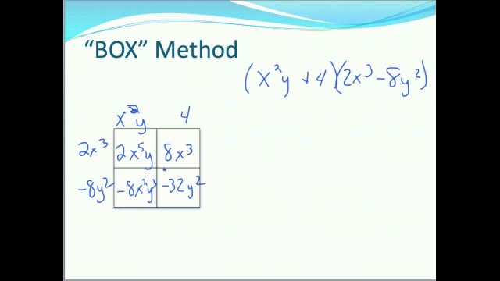So there's nothing we can combine here, so that's going to be our answer. We're going to have 2x to the fifth y plus 8x cubed minus 8x squared y cubed minus 32y squared. So this time multiplying two binomials gives us a four-termed polynomial. Nothing can combine.